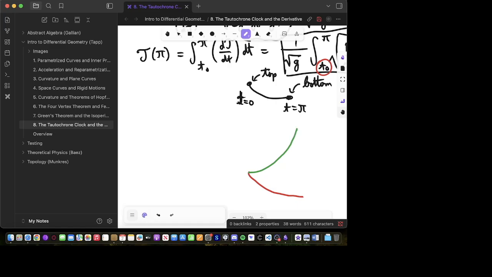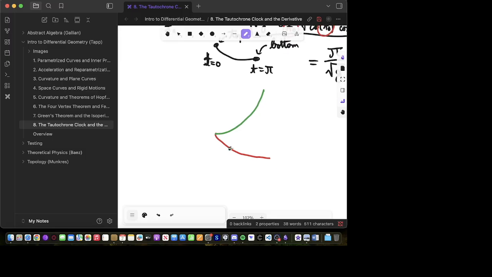So at some point gamma of t, the pendulum is going to, the string of the pendulum is going to go straight in some direction, and then it's going to follow the shape of the bumper. So let's say we want to call this green curve beta of t.